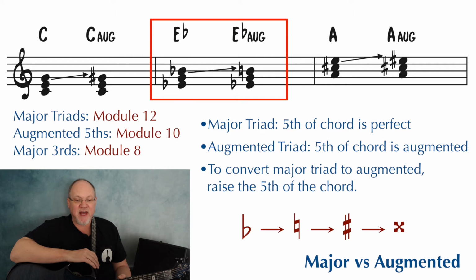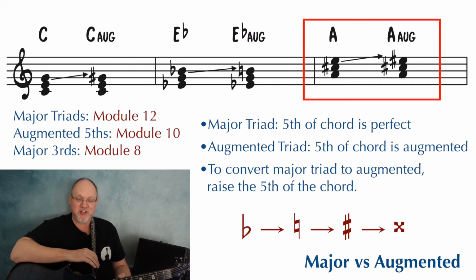Then we have this E flat major chord, E flat, G, B flat. To change this E flat major to an E flat augmented, we raise that B flat by turning it into a natural, and now E flat augmented is spelled E flat, G, B.